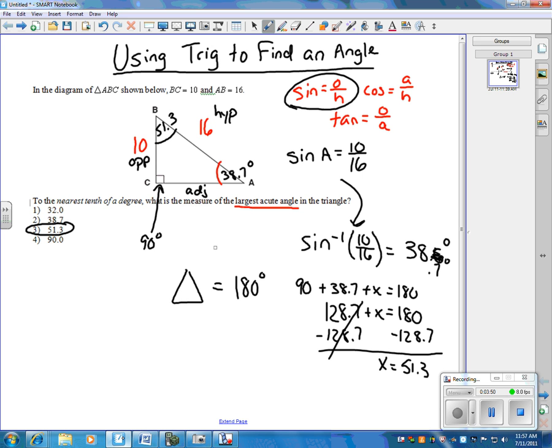Now this was a tough problem because of this statement, the largest acute angle. Sometimes they're not really that tough. This was an extra tough one, so I thought it'd be a good idea to cover this one.